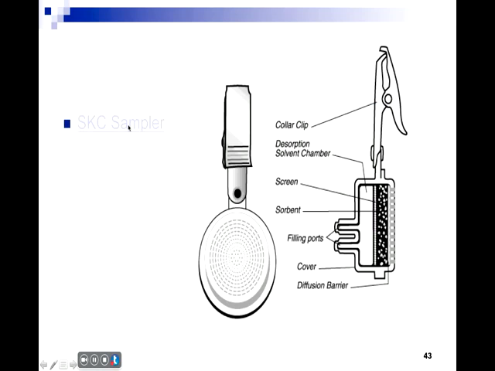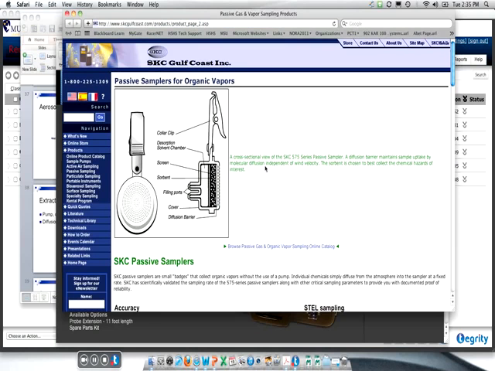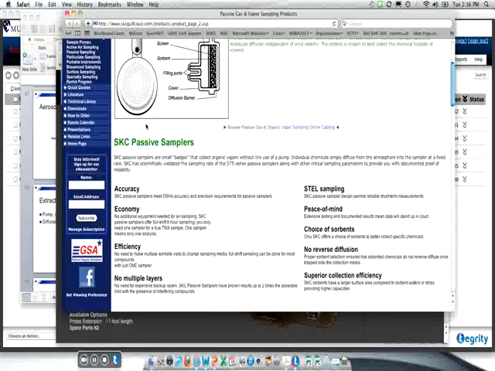And you can buy this particular type from SKC, and we'll click on the SKC website really quickly. It's a good website to look for a lot of your industrial hygiene equipment that you'll find for your cost analysis. And this gives, again, this is the picture I just showed you. It's a cross-sectional view of the SKC 575 series passive sampler. And again, there are small badges that individuals can simply wear, and you can determine what the concentrations may be. There are some nice things about them that are listed here: accuracy, economy, they don't cost that much, they're very efficient, etc.